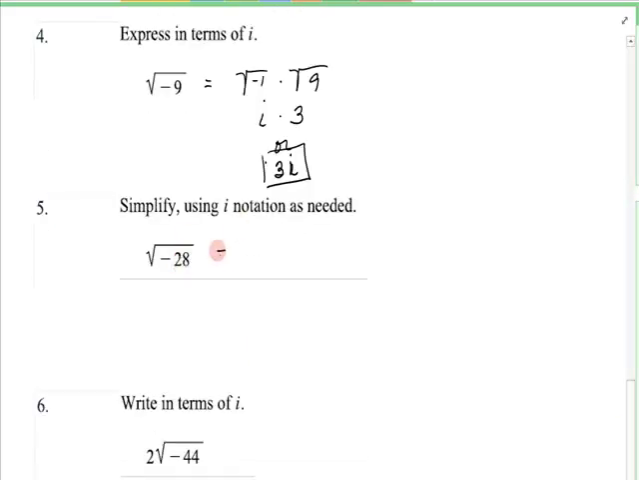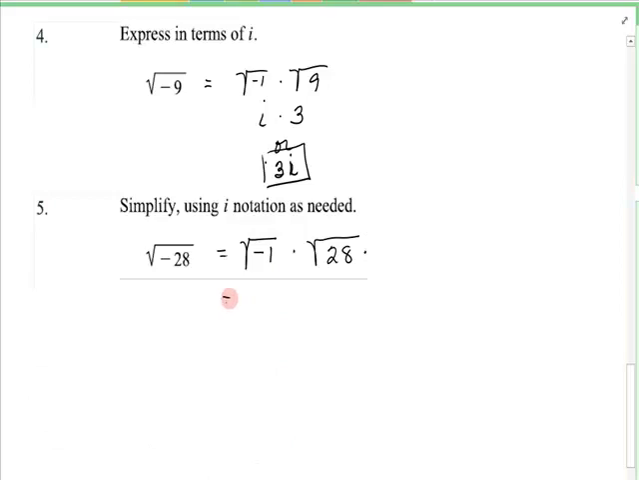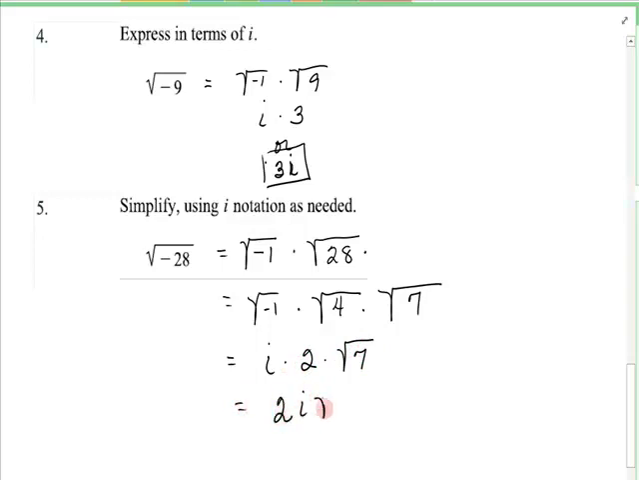The square root of -28. It's the square root of -1 times, well, I'll just put 28 for right now. Can you simplify the square root of 28? What is a perfect square factor that goes into 28? How about 4? It's 4 times 7. So now let's take our square roots. The square root of -1 is i. The square root of 4 is 2. And I'll leave the square root of 7. I will rewrite the order: 2i square root of 7.